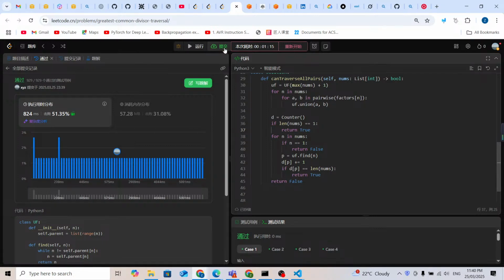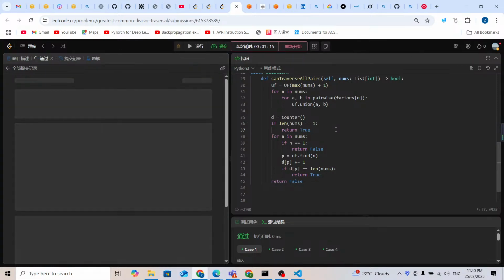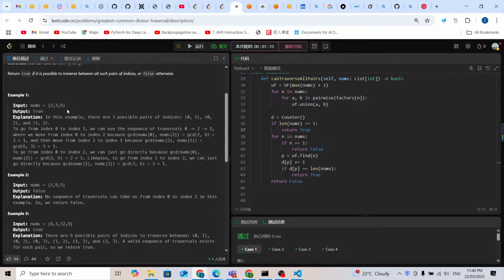I don't know. Maybe if I test it, I don't know. Yeah, but it is like this, I think. That's enough for us to solve the problem.